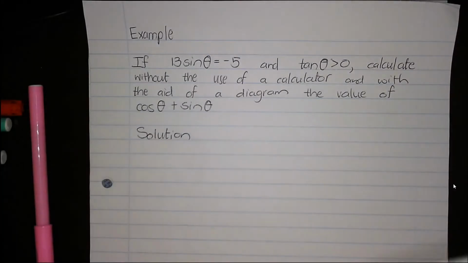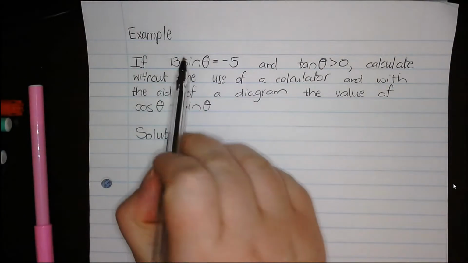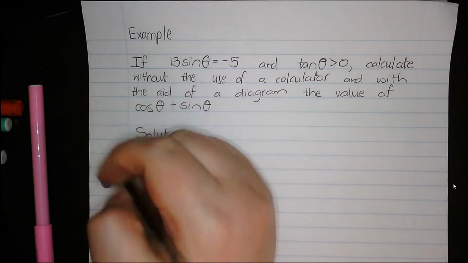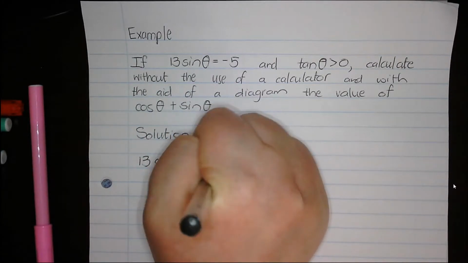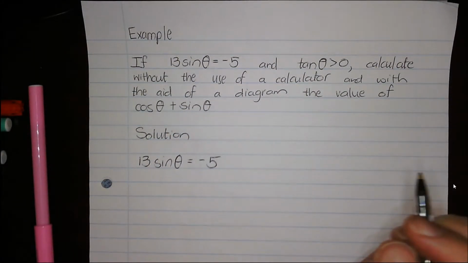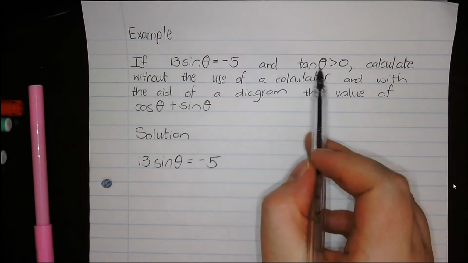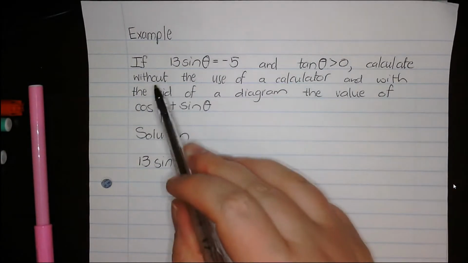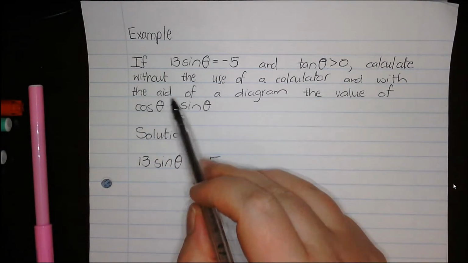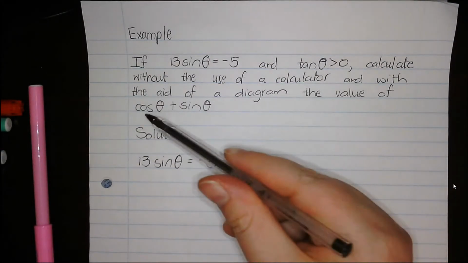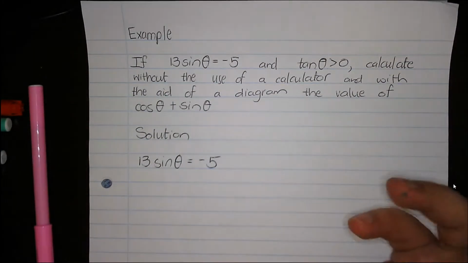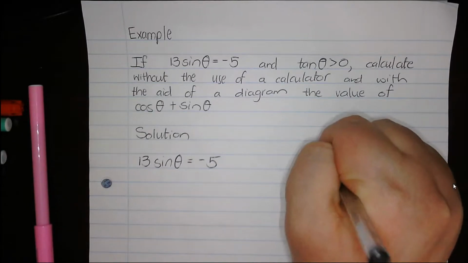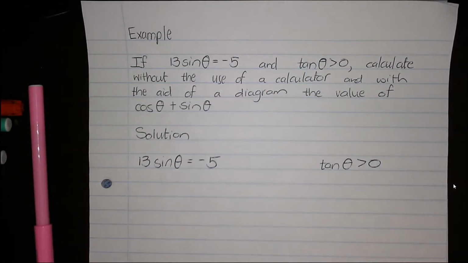Let's look at another one, a little bit more difficult. If 13 sine of theta is equal to negative 5. So we start with this bit of information. And let's just read the question like we should. And tan of theta is positive. Calculate without the use of a calculator and with the aid of a diagram the value of cosine of theta plus sine of theta. Alright, so we're going to start with the first bit of information. The second bit of information is that tan of theta is positive.